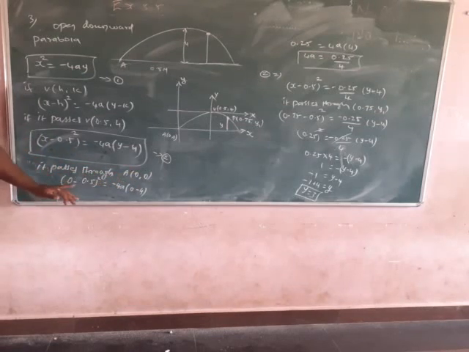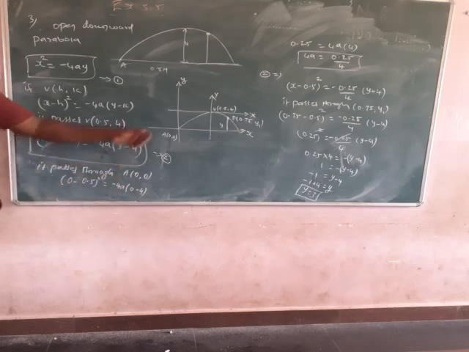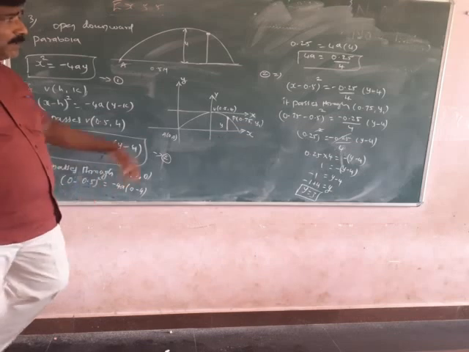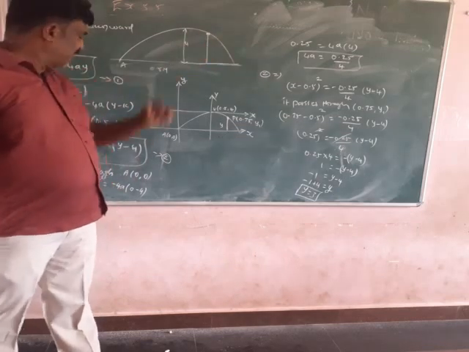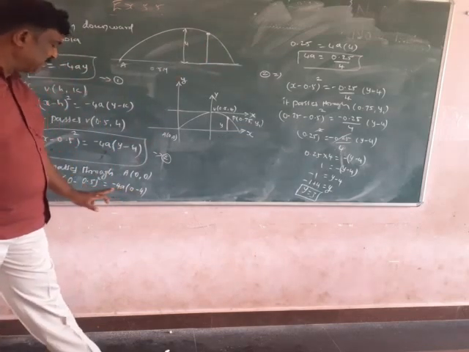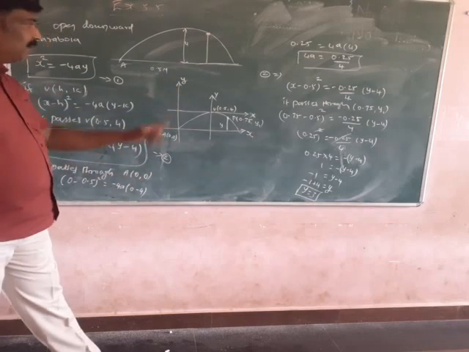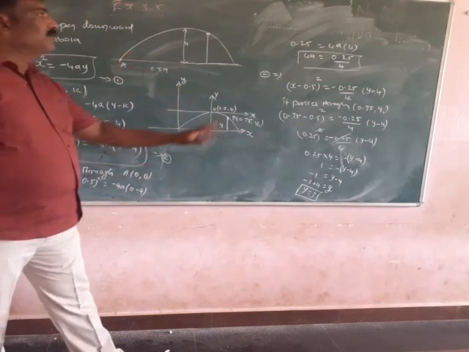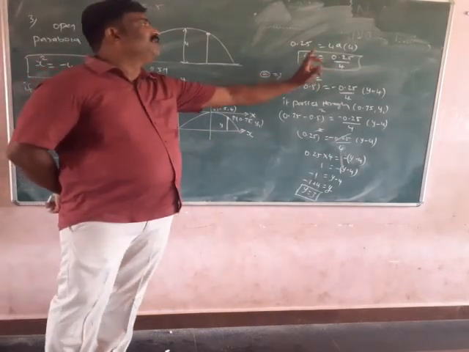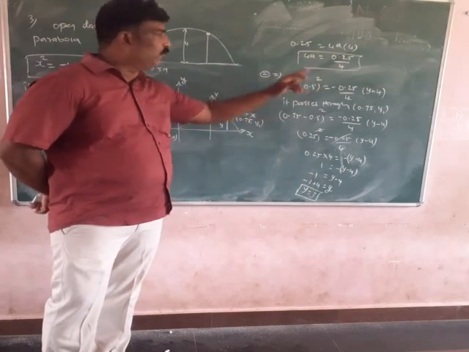So (0 − 0.5)² equal to −4a(0 − 4). Now (0 − 0.5)² becomes 0.25, so 0.25 equal to 4a into 4. So we take out the values, since 4 is dominant here. 4a equal to 0.25 by 4.